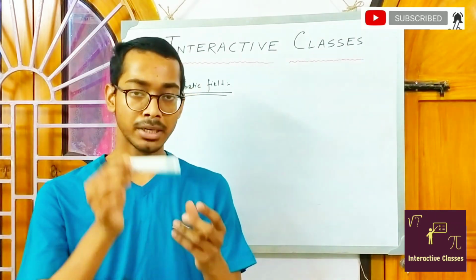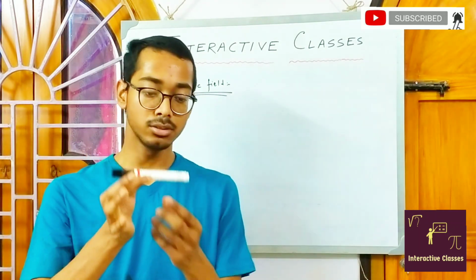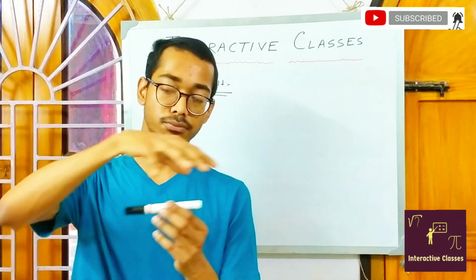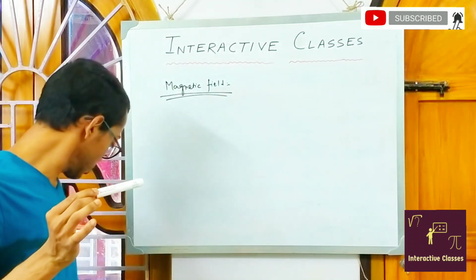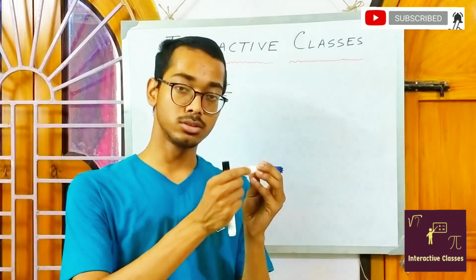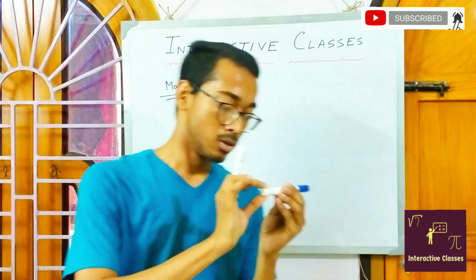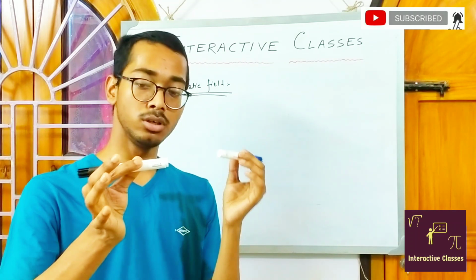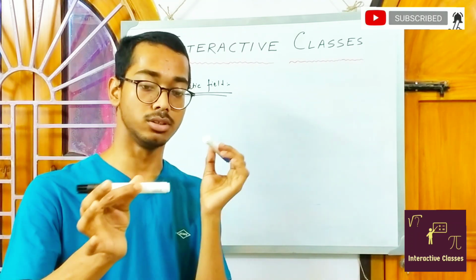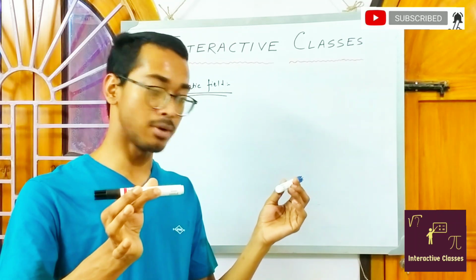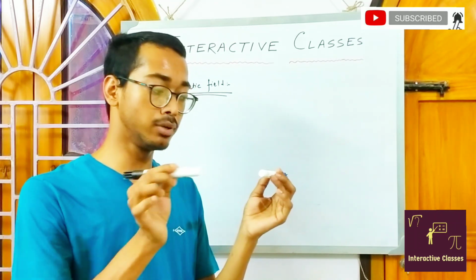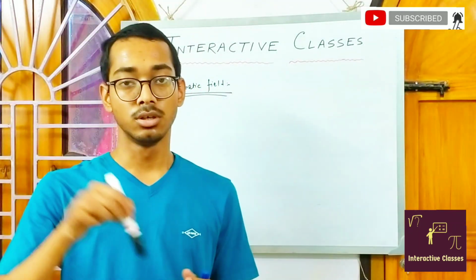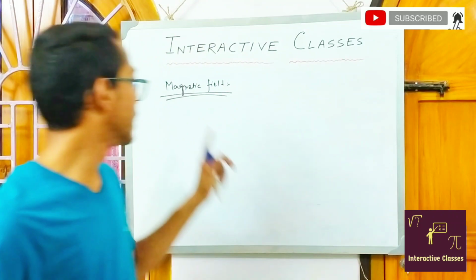Okay, so you might have noticed that if this is a magnet, there's a region around the magnet in which magnetic force can be felt. If this is an iron piece, or any magnetic body, and we bring this magnetic body near a magnet, it gets attracted like this. But if we take it very far away from it, then we will not feel the attraction. So the region in which the magnetic force is experienced is known as magnetic field.